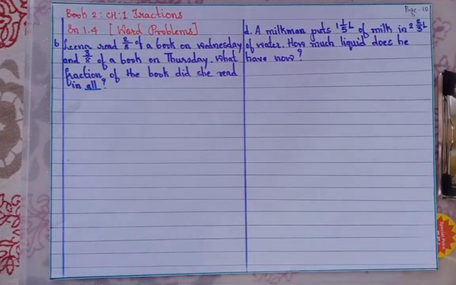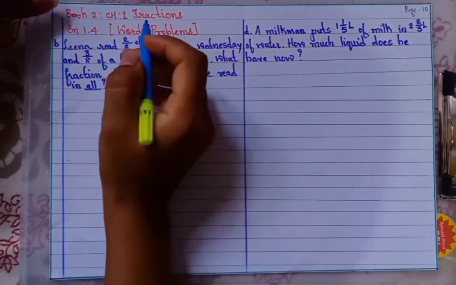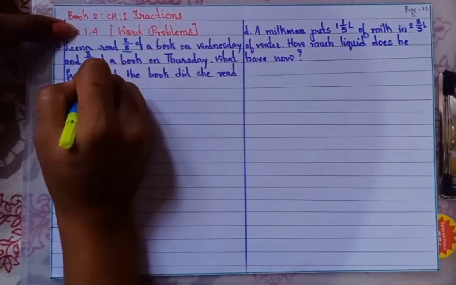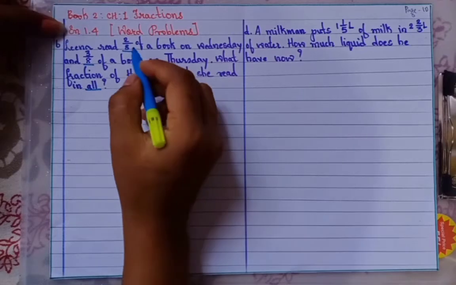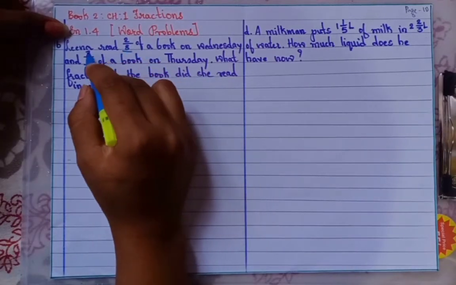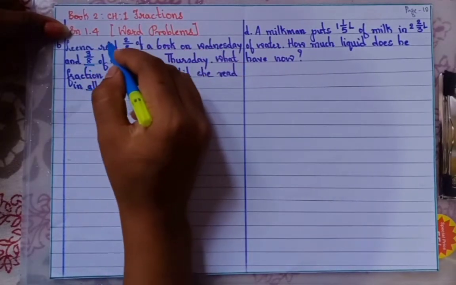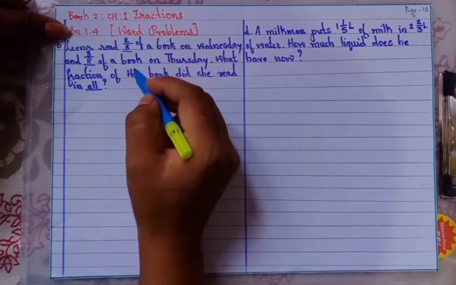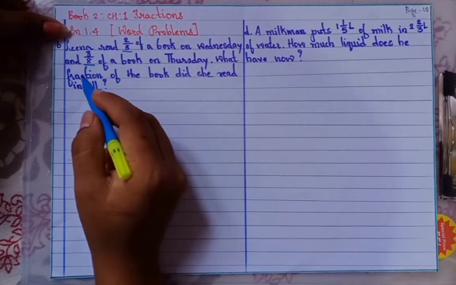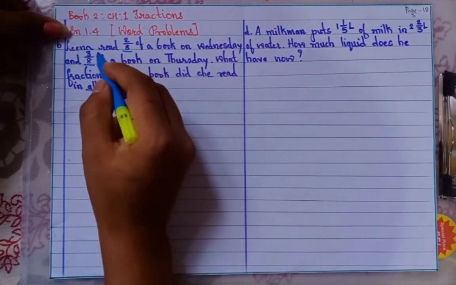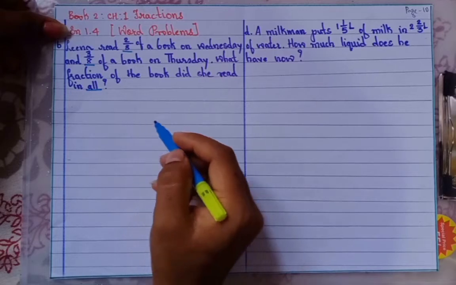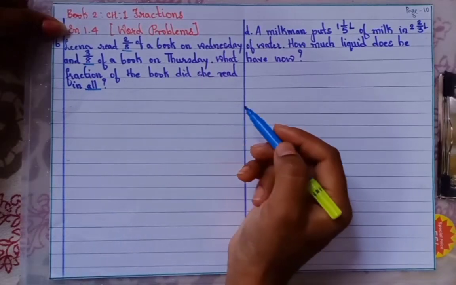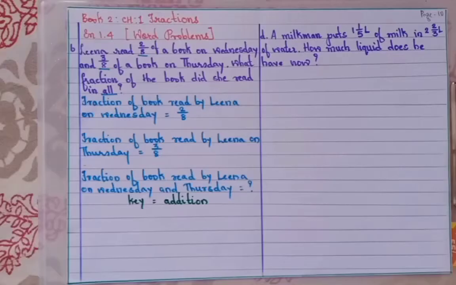So first we have to write the given things. As two fractions are there, we have to make statements on these two. So the fraction of the book read by Lena on Wednesday equals 2 by 8, and the fraction of the book read by Lena on Thursday equals 3 by 8, and the fraction of the book read by Lena in all equals question mark. So this is how we have to write the statements, and the key is addition, which we have already identified.